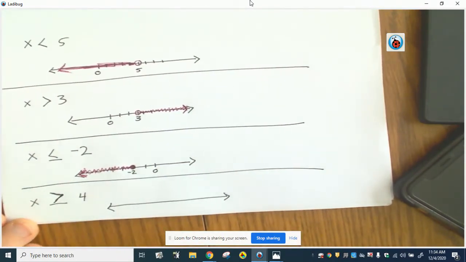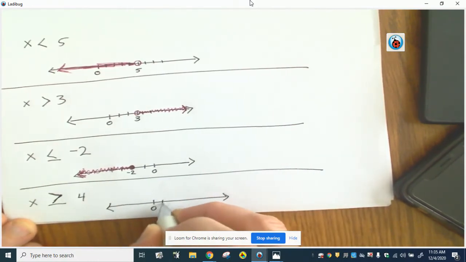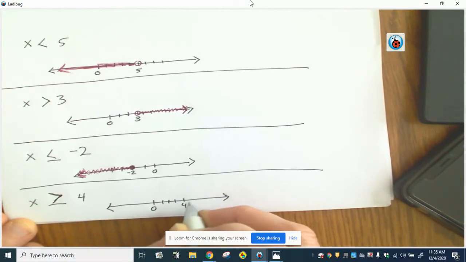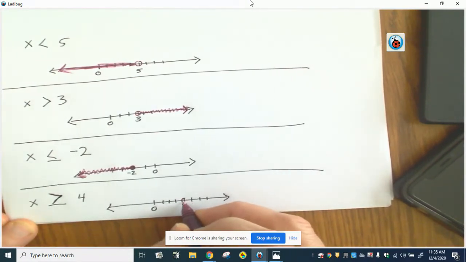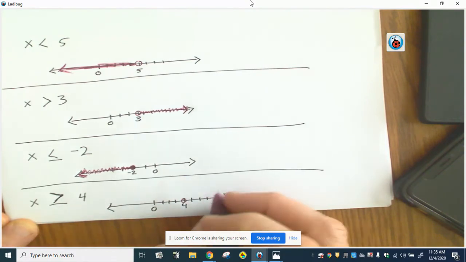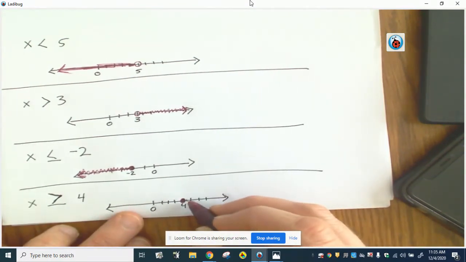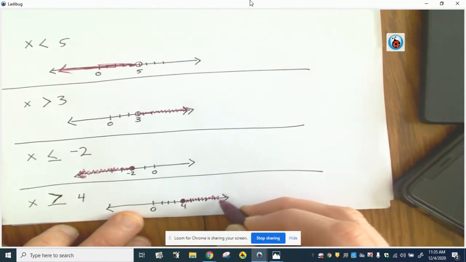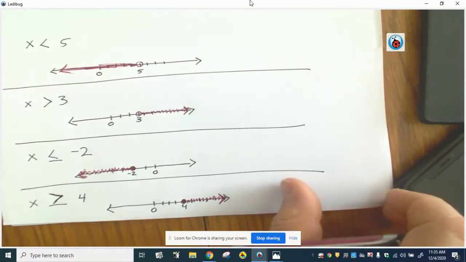Okay? This one would be x is greater than or equal to 4. So I have to have a point at 4. 1, 2, 3, 4 would be to the right of 0. We'd have a circle at 4. It's or equal to, so I'm going to color that in. And then we're going to go to the right of 4 because that's greater than or equal to, okay?